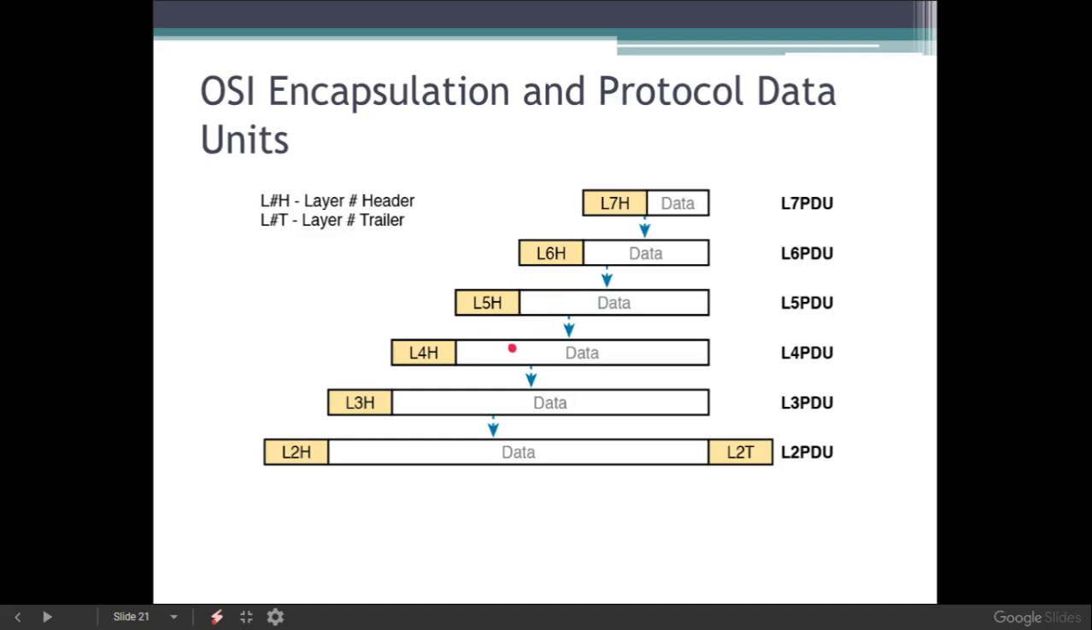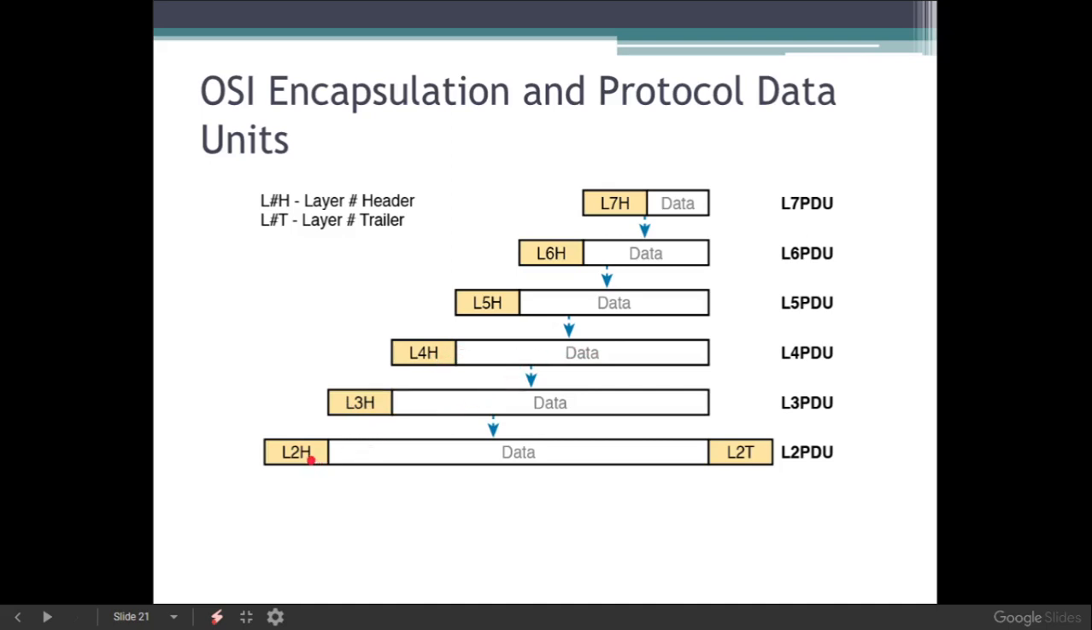Then when it comes to layer 4, it takes the layer 5 header and all this data section and treats it as data. Right? And then of course it adds its layer 4 header. At layer 3, which is now our network layer, it takes everything from layer 4 and treats it as data, both the layer 4 header and the data.